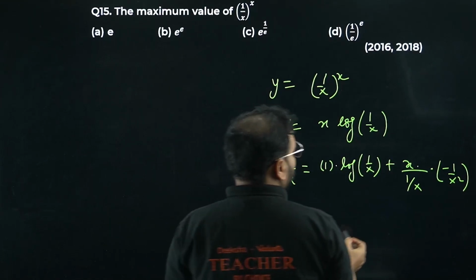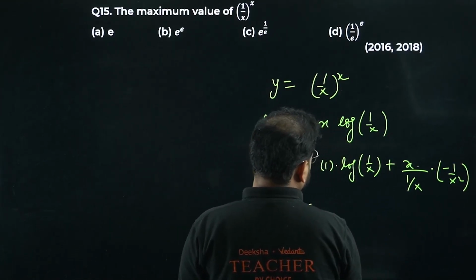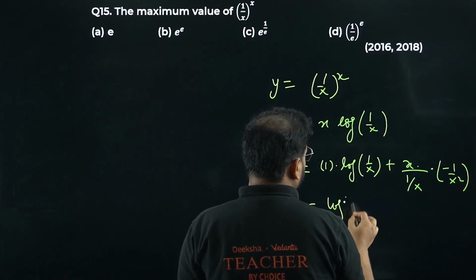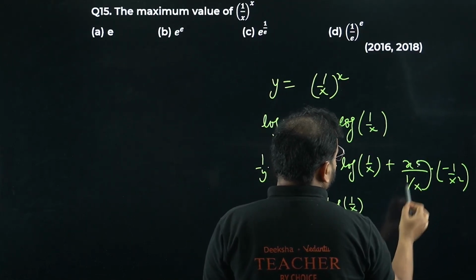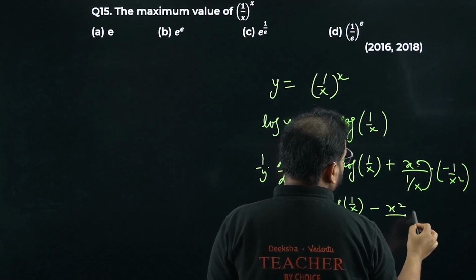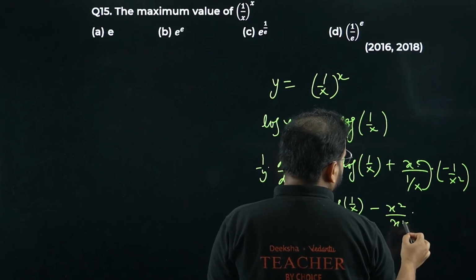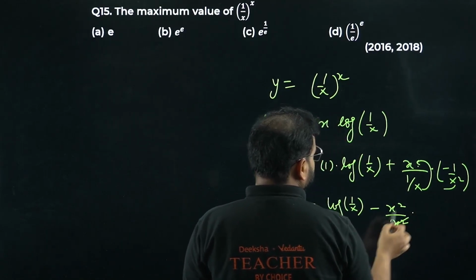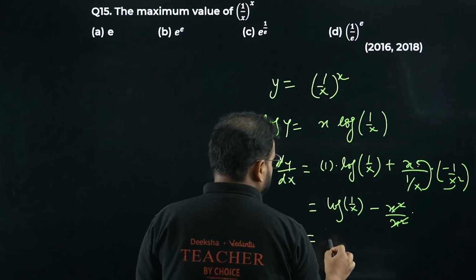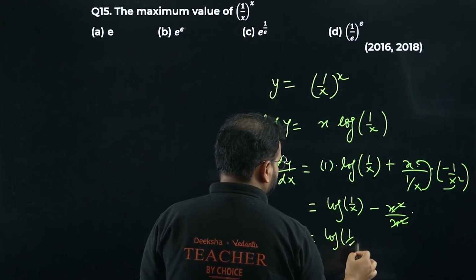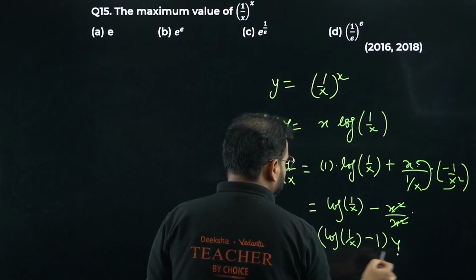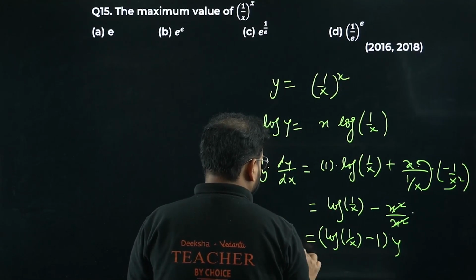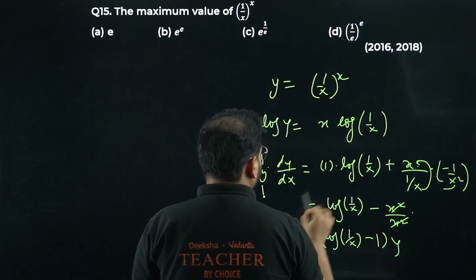So please check what I have. I have log 1 by x, minus sign is there. This x goes up. I get x square upon x square. This is x square, right? Cancel, cancel. I get log of 1 by x equals minus 1. Multiply this with y. I get this value as dy by dx. Moving this y on this side actually.